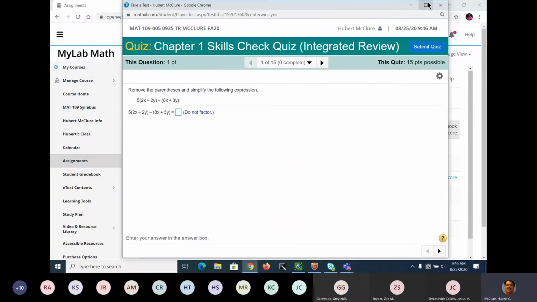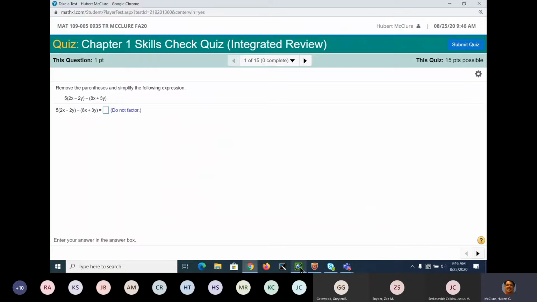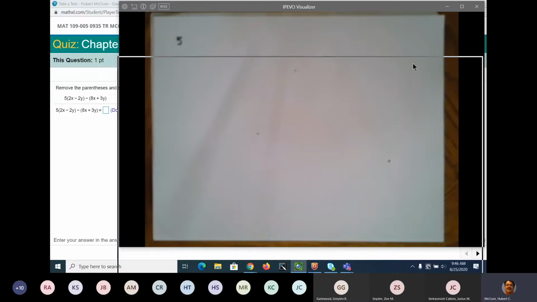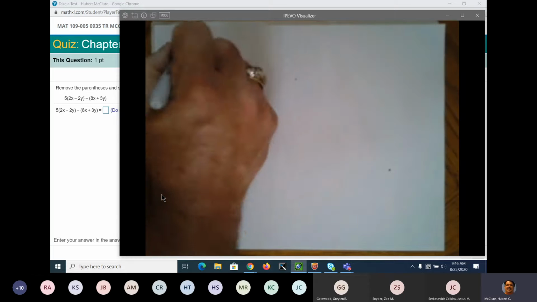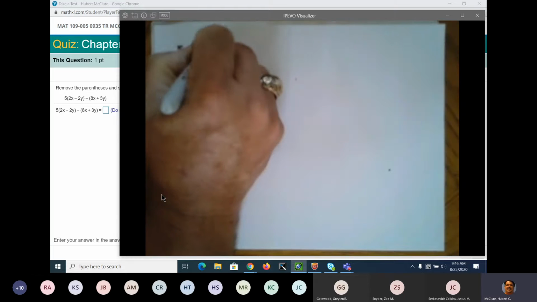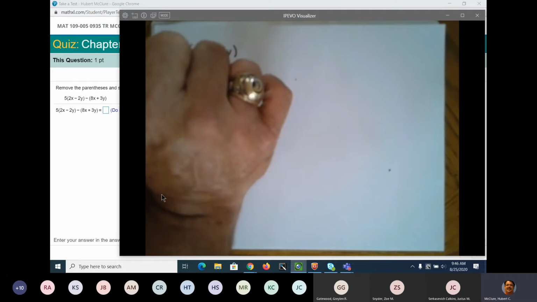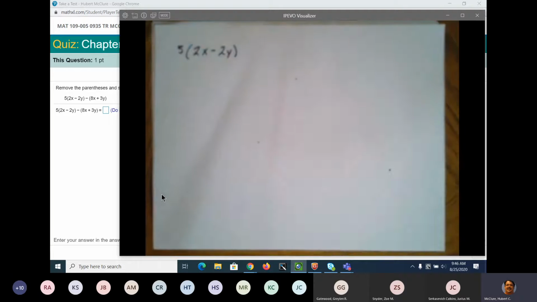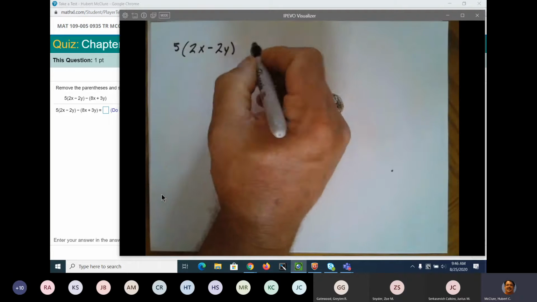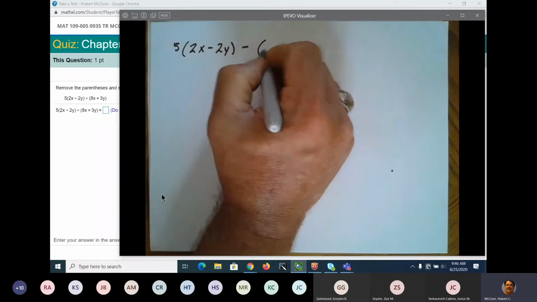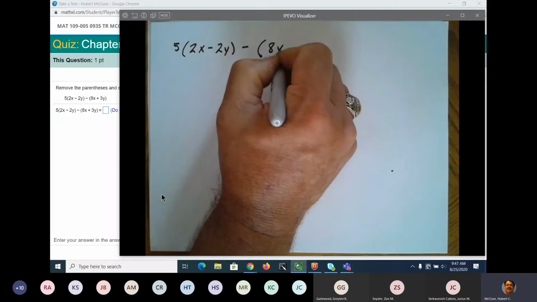I'm going to make that big, and I'm going to make this a little bit smaller, or bring it down a little bit. So 5 times (2x minus 2y), and usually I don't have to focus it but one time. 2y minus (8x plus 3y).